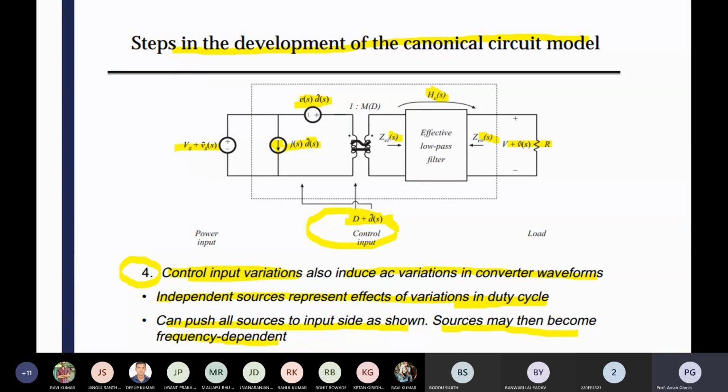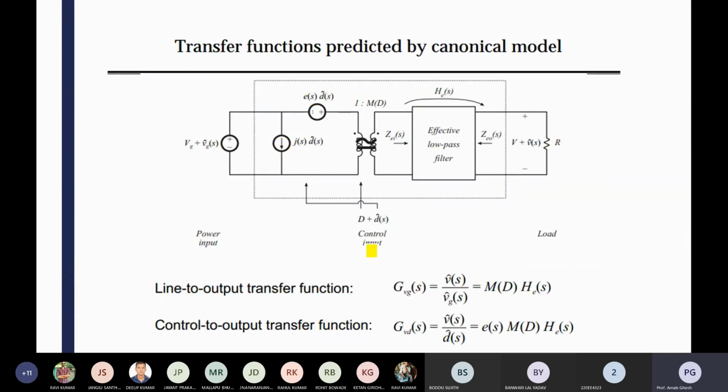Now you can go for the transfer functions. That is the line to output transfer function that I discussed. Another one is the control to output transfer function. Line to output means output voltage by input voltage, but in AC mode.